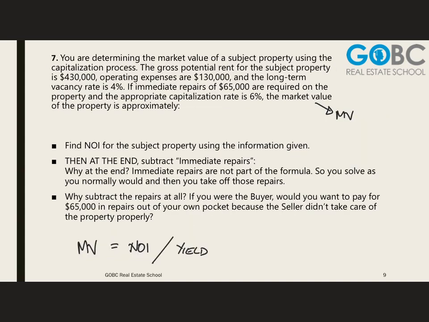Okay, so this question is fairly straightforward. It's asking us to find the market value of a property using all of the numbers and values that they've given. We know that to find the market value, or the sale price, same thing, we take our NOI and divide it by our yield, or our cap yield. We've been given the cap yield in the question, the 6%, but we haven't been given the NOI, so we need to use the information in the question to find the NOI first, so that we can plug it into the formula with our yield and then find our market value.